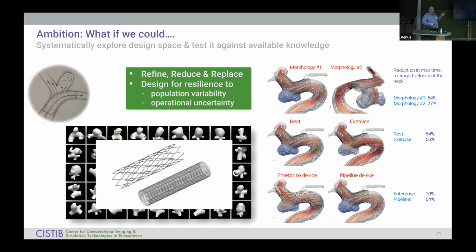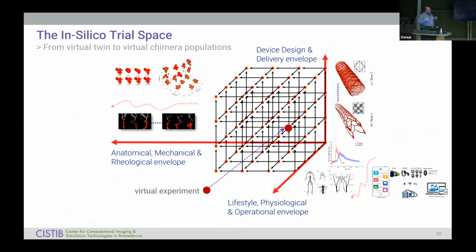And of course, you can then put in different devices and compare different competitors, or the same device in different stages, let's say, for instance, different strut density of the stent, right? So the way this looks to me in my head is like a massive ensemble of simulations that need to be run, where you have one macro dimension, which is anything that has to do with anatomy, mechanics, rheology, another one that has to do with the physiology, but also things like the uncertainty you have on the placement of the device by the surgeon, right? Because you can never put it exactly in the position you would want. And then on the other side, the design space. So every node here is a virtual experiment.